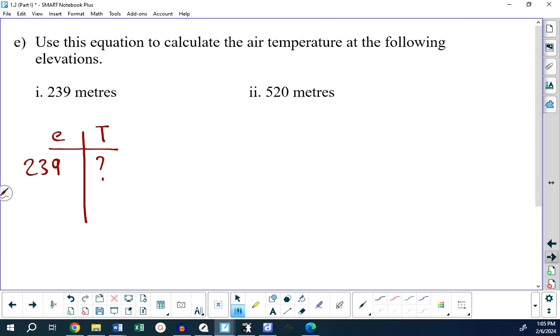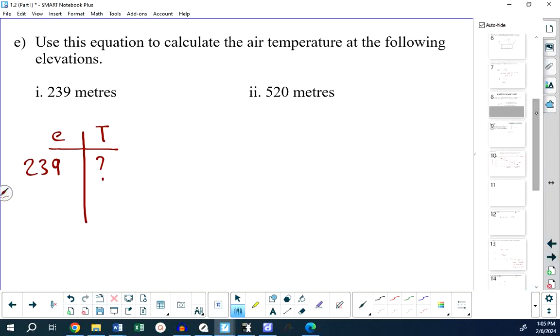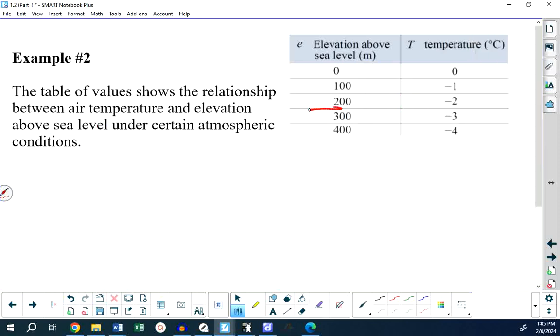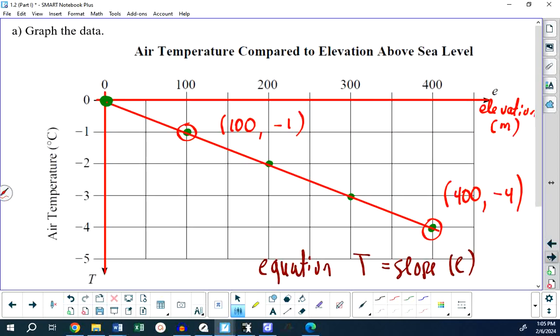Okay. So if I gave you that question and I gave you this table, then you would be trying to figure out somewhere in here is 239 meters. You would be trying to figure out what the temperature is. Do you agree you can't do that? Like, we can't just look at that and decide. Even if you looked at the graph and you go to 239 meters, this is 250. Do you agree 239 is in here somewhere?